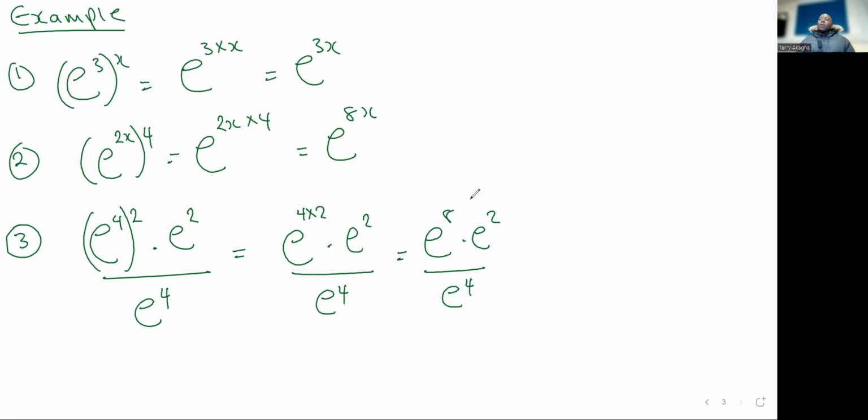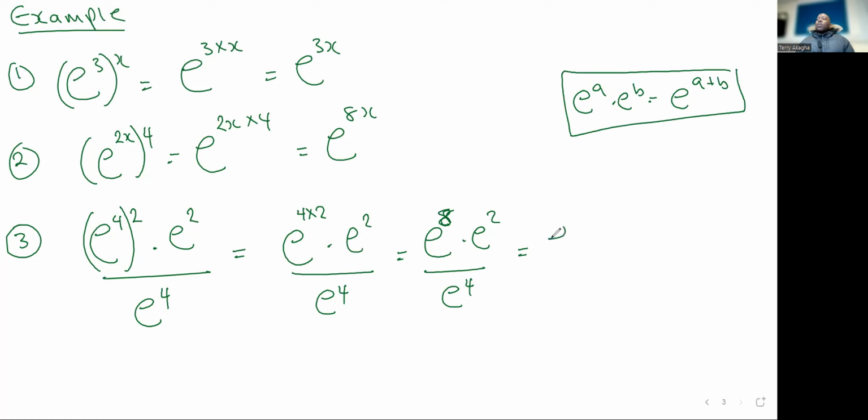Then, because we have it like this, we're going to use the product law. So it's going to be exponential 8 plus 2. Remember I told you exponential a multiplied by exponential b gives exponential a plus b. That was the first law in this series, so go back and have a look. That will be exponential 8 plus 2 divided by exponential 4, which gives exponential 10 divided by exponential 4.